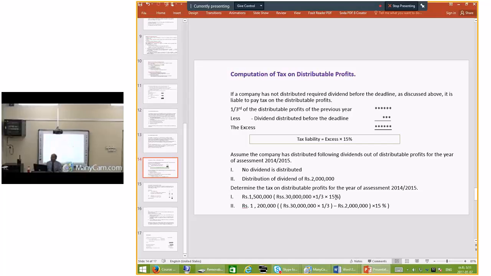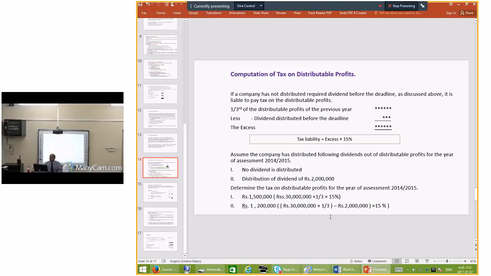Where the dividend distribution is less than 1/10 of the distributable profit, they take the difference between the 1/10 and the dividend declared and apply the rate. That is wrong. In any situation where the dividend distribution is less than 1/10 of the distributable profit of the previous year, we take 1/3 of the distributable profit, deduct the amount of dividend distributed, and apply the rate of 15%.